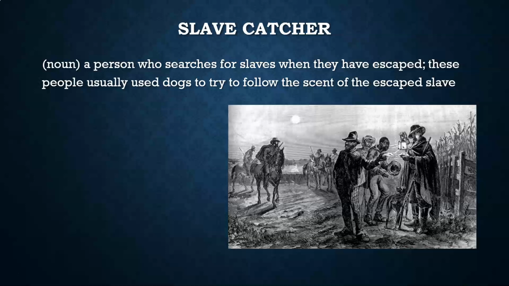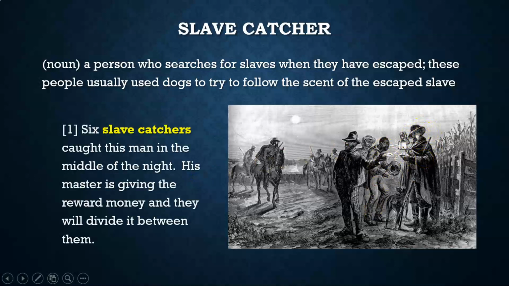So in this picture, who is the slave catcher? Well, I would probably guess that this man and this man and these four men here are all slave catchers. There's 6 of them. This man is a slave, and this is the slave owner, that he's paying money to the slave catchers, I believe. So for this sentence, 6 slave catchers caught this man in the middle of the night. His master is giving the reward money, and they will divide it between them.